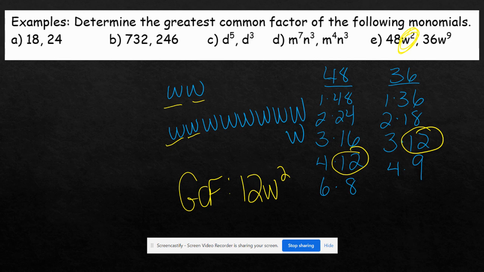Pause the video, try 1, 2, and 3. Come back when you're ready.